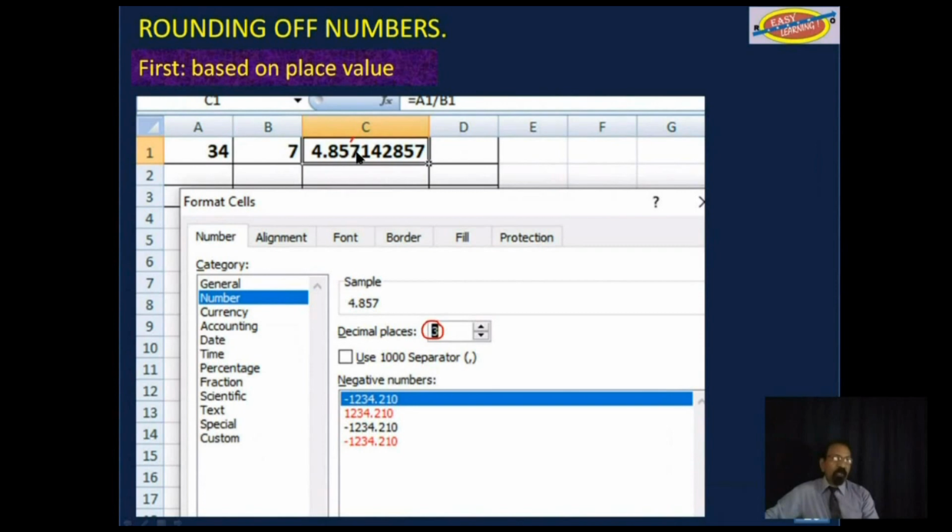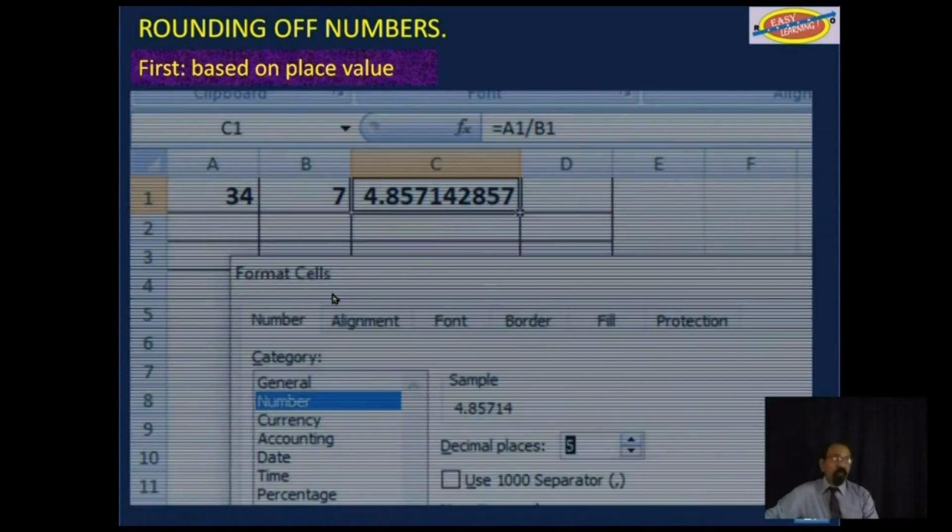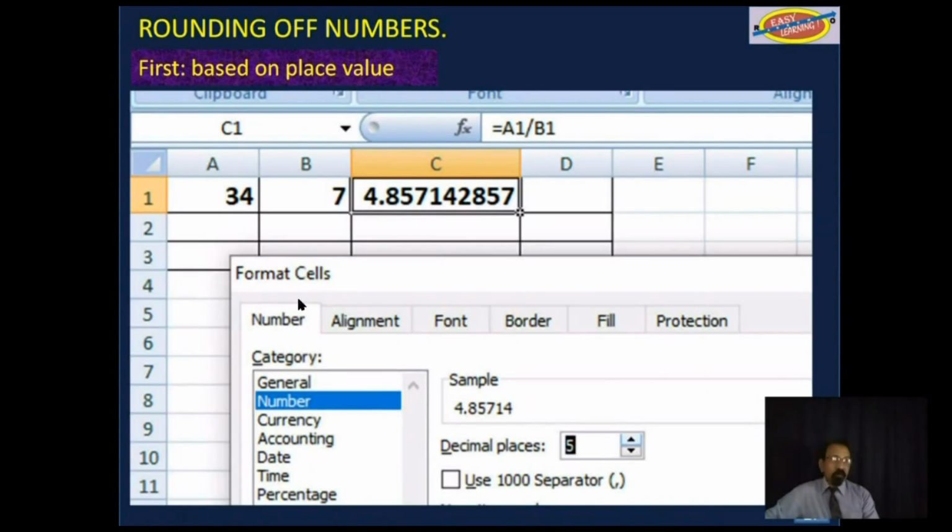round off here, this digit is 1, so the answer is 4.857, and so on. Now 5 decimal places, 1, 2, 3, 4, 5, that's this 4 here. Obviously it's dropped that. And the answer we got is this.